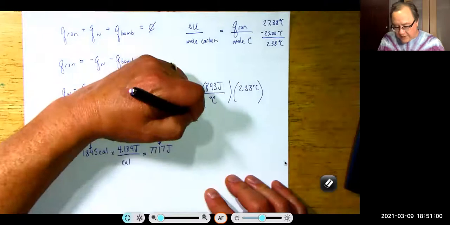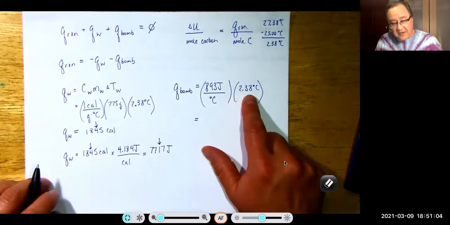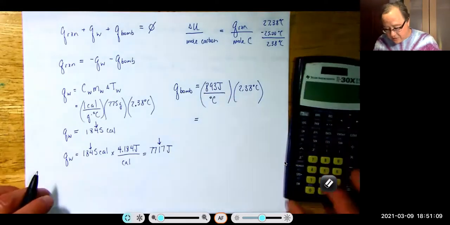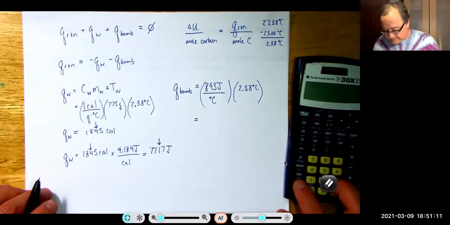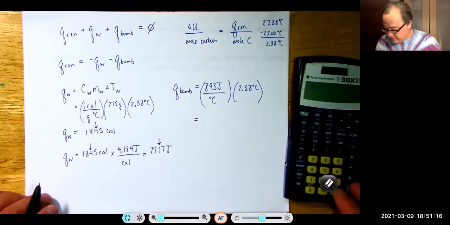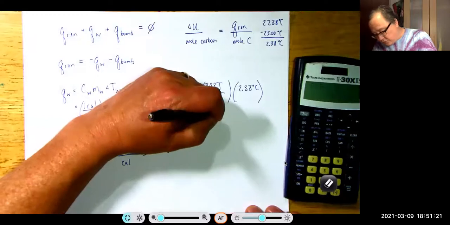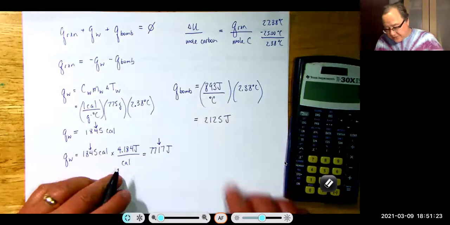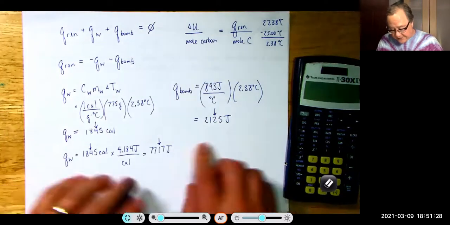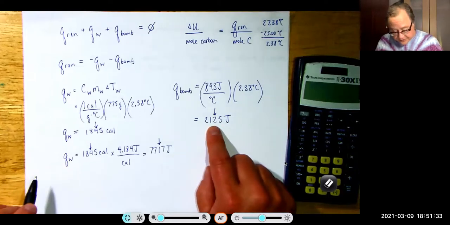Okay, so what is 900 times 2? 1,800. What's a third of 900? 300. What's 1,800 plus 300? 2,100. So I should get around 2,100 joules here. And I get 2125 joules, 3 sig figs. So this is good to there. Now, what's nice about this is that this is good to the tens. This is good to the tens.